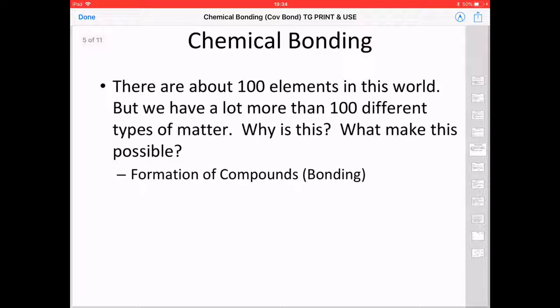Moving on, we have chemical bonding. We already know that on the periodic table, we have 118 elements, but we also know that there are way more than 118 different types of matter. The reason for this is because of all of the different combinations that can occur between the elements on the periodic table to form different compounds when they're bonded in different ways.